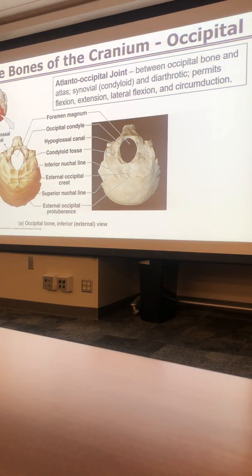The atlanto-occipital joint. It's a synovial joint. It's condyloid. Because it's synovial, it's freely movable, so it's diarthrotic. It allows for flexion, extension, lateral flexion, and circumduction of the head. So a lot of times we'll talk about the atlanto-occipital joint and realizing that it's the one that allows for the yes movement of the head.